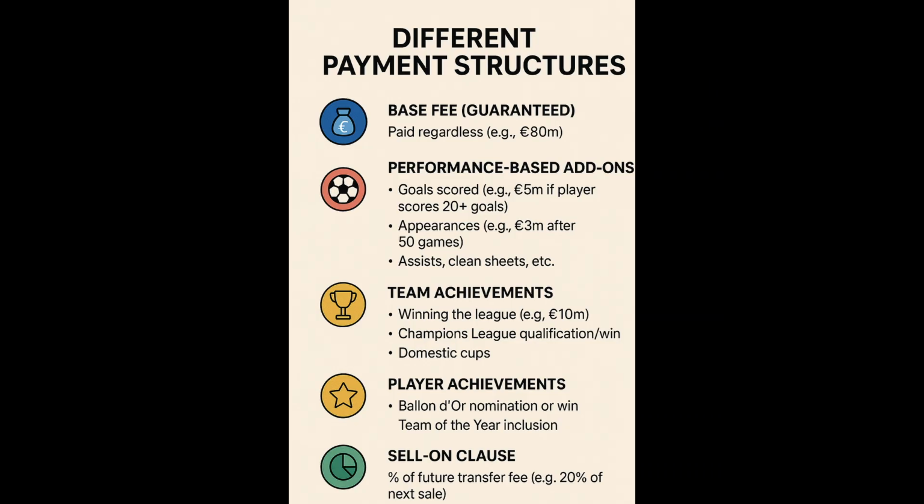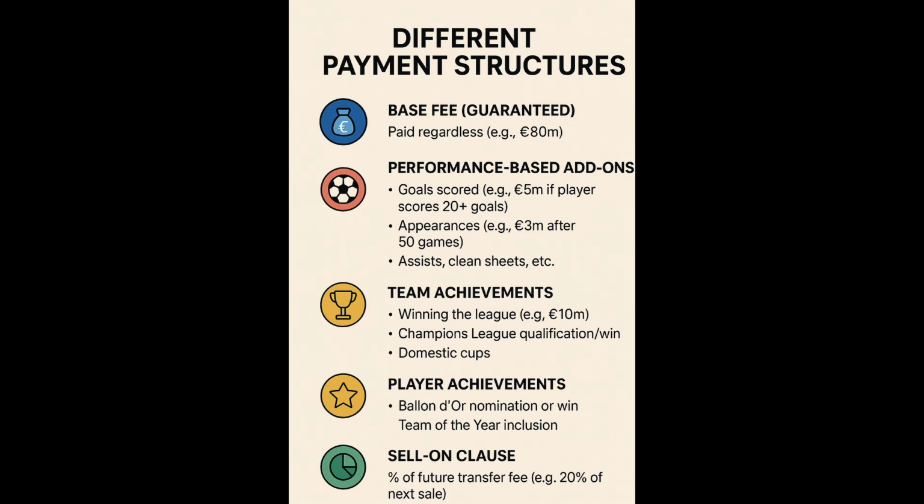Next, moving on to transfer payments and fee structures. When a football club buys a player, the transfer fee isn't always paid in one go. There are different payment structures that clubs use to spread out the cost and reduce risk. First, we have the base fee. This is a guaranteed amount, no matter what. For example, 80 million euros.